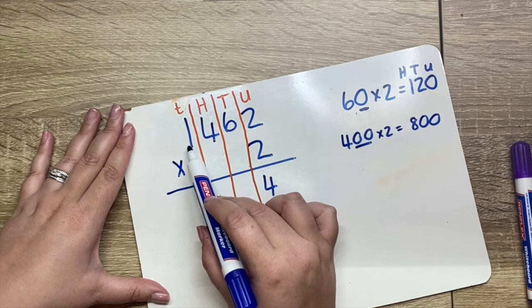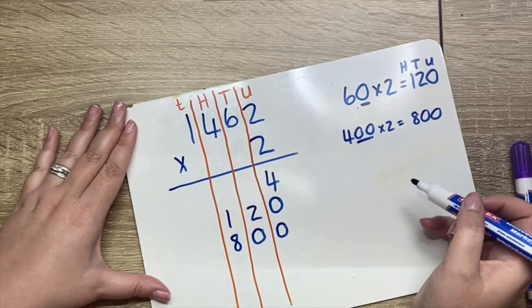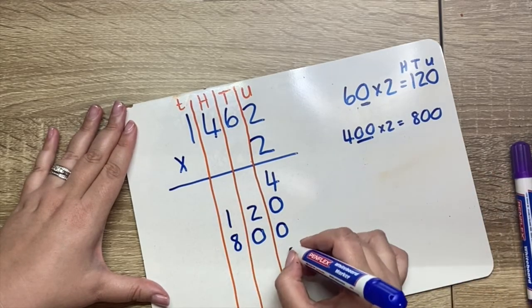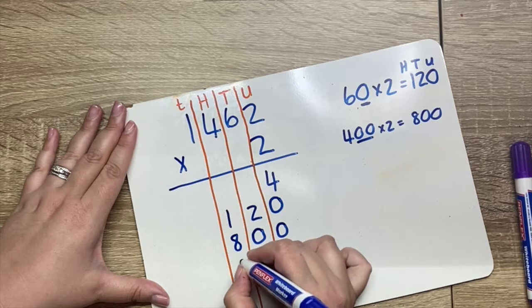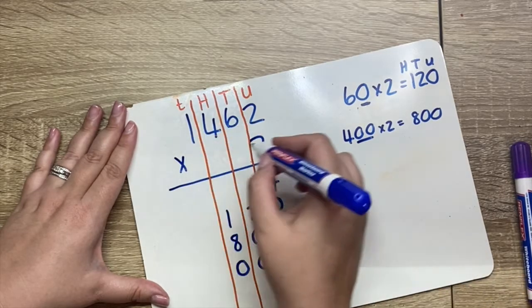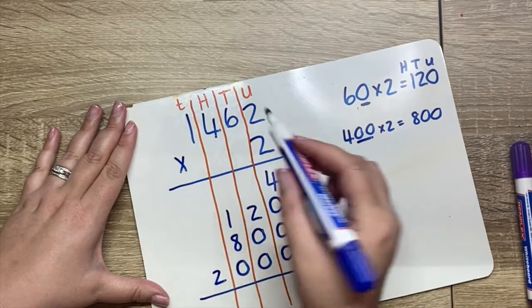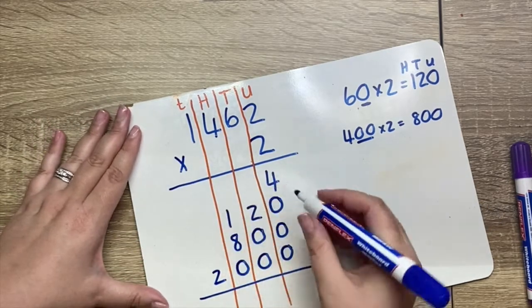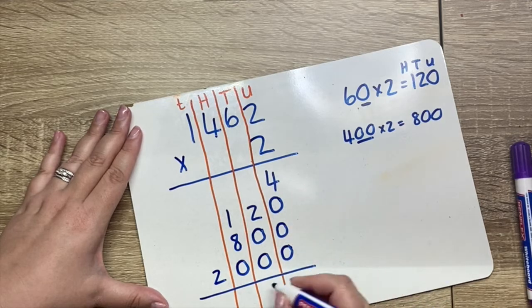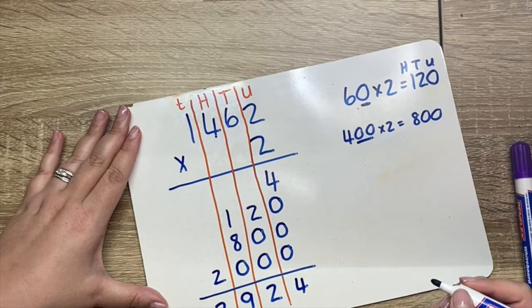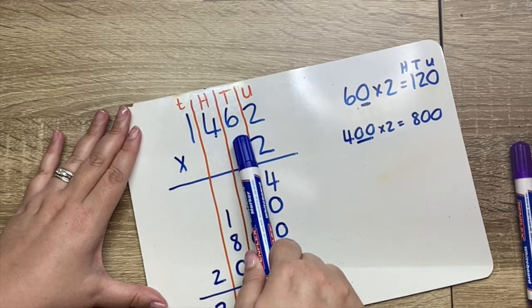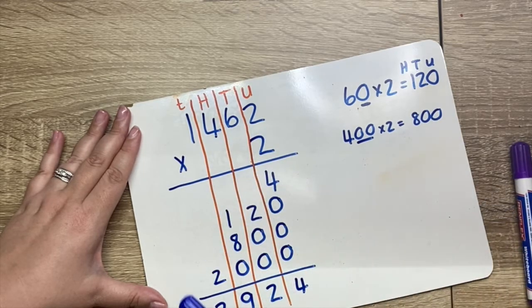The next one is 1,000. How many zeros does 1,000 have? 3. So I write 3 zeros. 1 times 2 is 2. And now I've done all those numbers, so I can put these all together. That's a 4, a 2, a 9, and a 2. And 1,462 times 2 is 2,924.